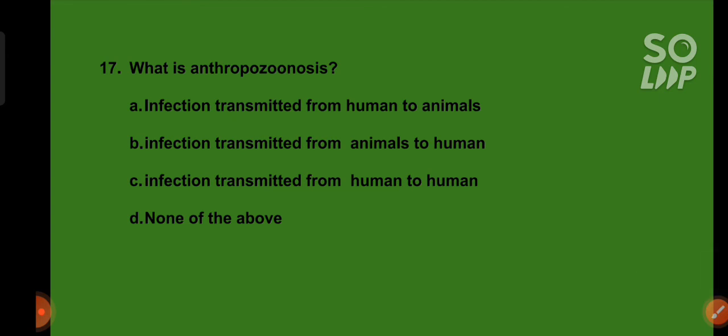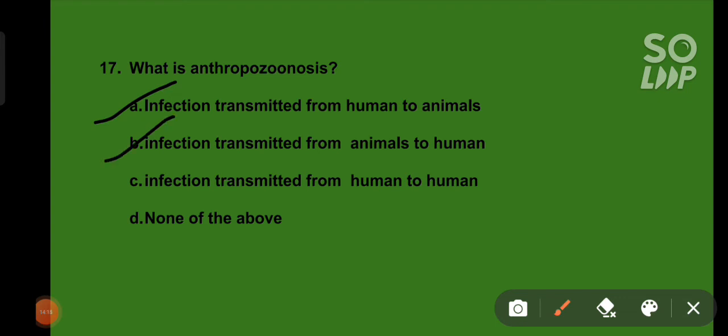The next question is, what is anthropozoonosis? What is the meaning of anthropozoonosis? The options are option A, infection transmitted from human to animals. Option B, infection transmitted from animals to human. Option C, infection transmitted from human to human. Option D, none of the above. The right option is option A. Infection transmitted from human to animals is called anthropozoonosis.